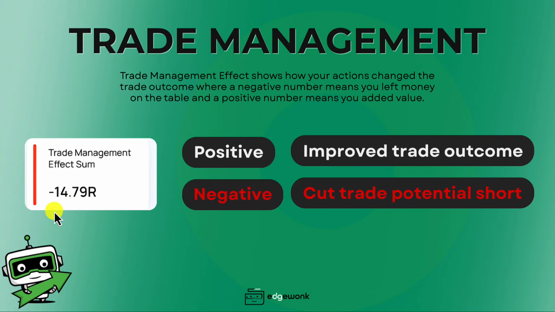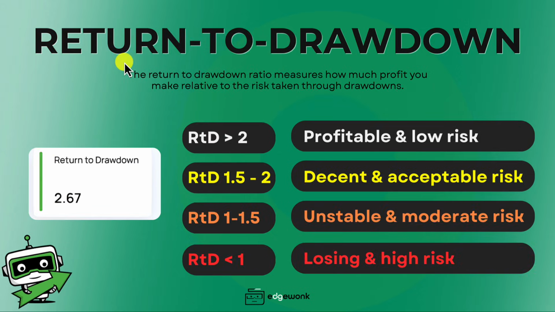If you see this number is negative, the easiest way to fix this is typically to stop interfering with your trades. You enter the trade, you set your stop, you set your take profit, and you just trust in your system and you don't interfere with it. And then finally, you need to focus on your risk as well, and that's where the return to drawdown comes in. The return to drawdown ratio measures how much profit you make compared to the risk that you have taken through your drawdowns. Typically you want to aim for a return to drawdown ratio that is higher than 2. It means that you are profitable and that your system has low risk.